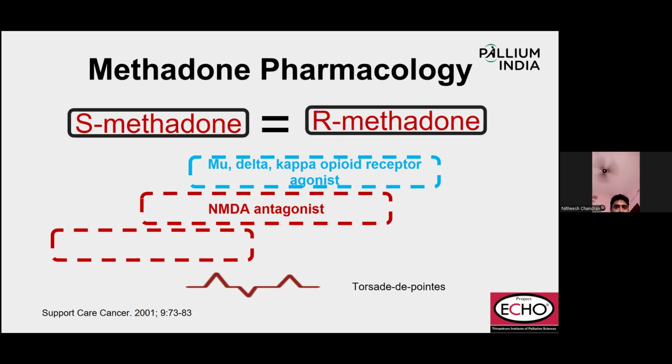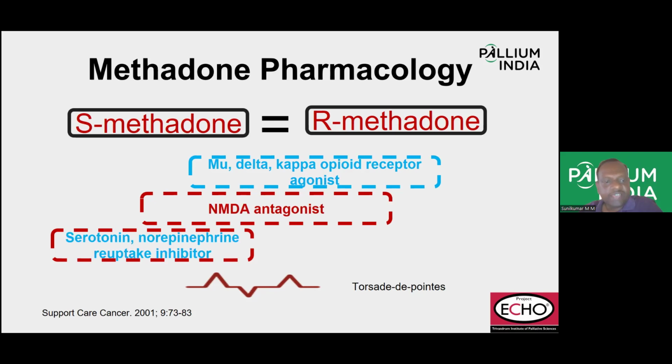Ketamine. Yeah, ketamine. And methadone will also inhibit the reuptake of noradrenaline and serotonin. Which group of medications has this action? Inhibition of reuptake of noradrenaline and serotonin. Tricyclic antidepressants. Yes, thank you. So it acts like a tricyclic antidepressant also. Okay.